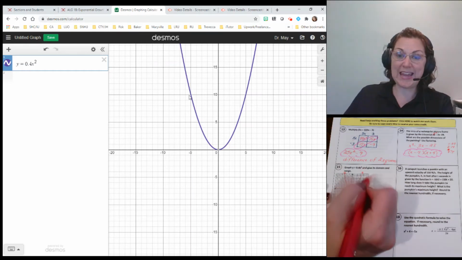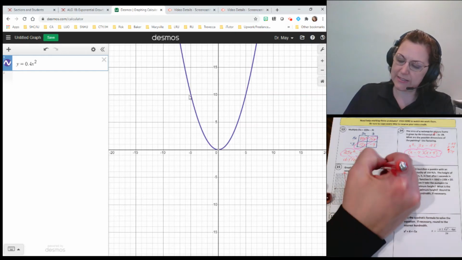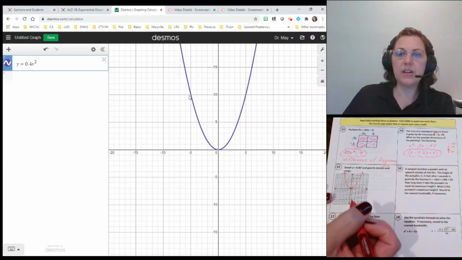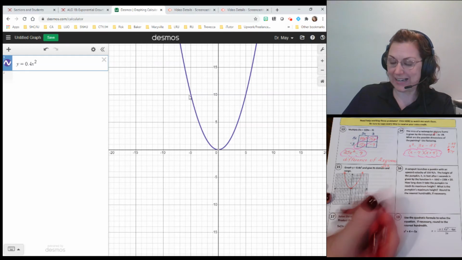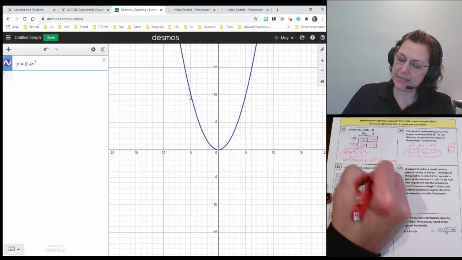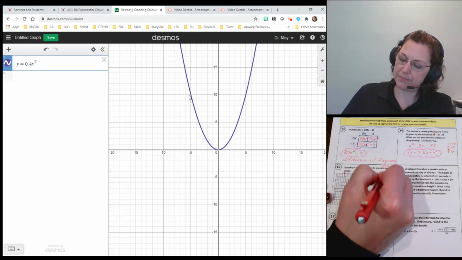Now, the domain, that's referring to the x's. And so I can put in any x here. So my domain is going to be all real numbers.